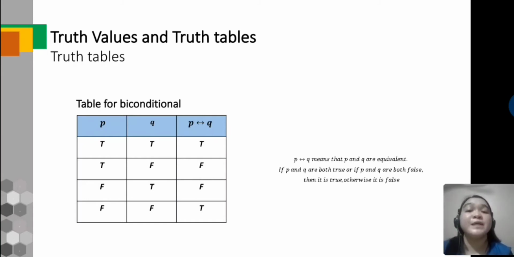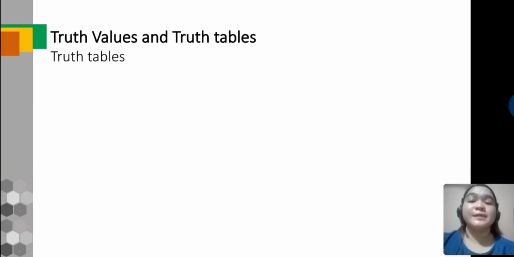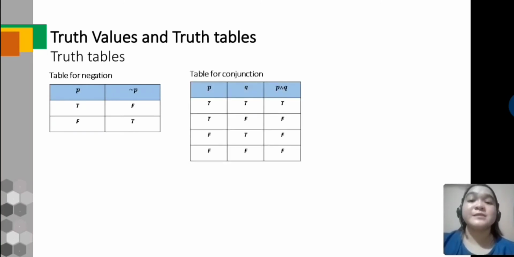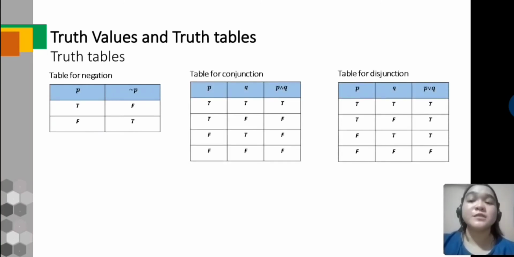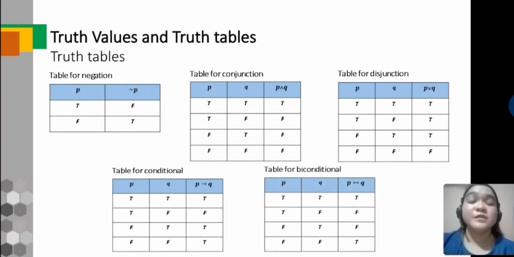Remember that P if and only if Q means that P and Q are equivalent. If P and Q are both true, or if P and Q are both false, then it is true. Otherwise, it is false. We have to understand or even memorize the truth tables for logical connectives because this will be used in more compound statements. This ends my discussion.